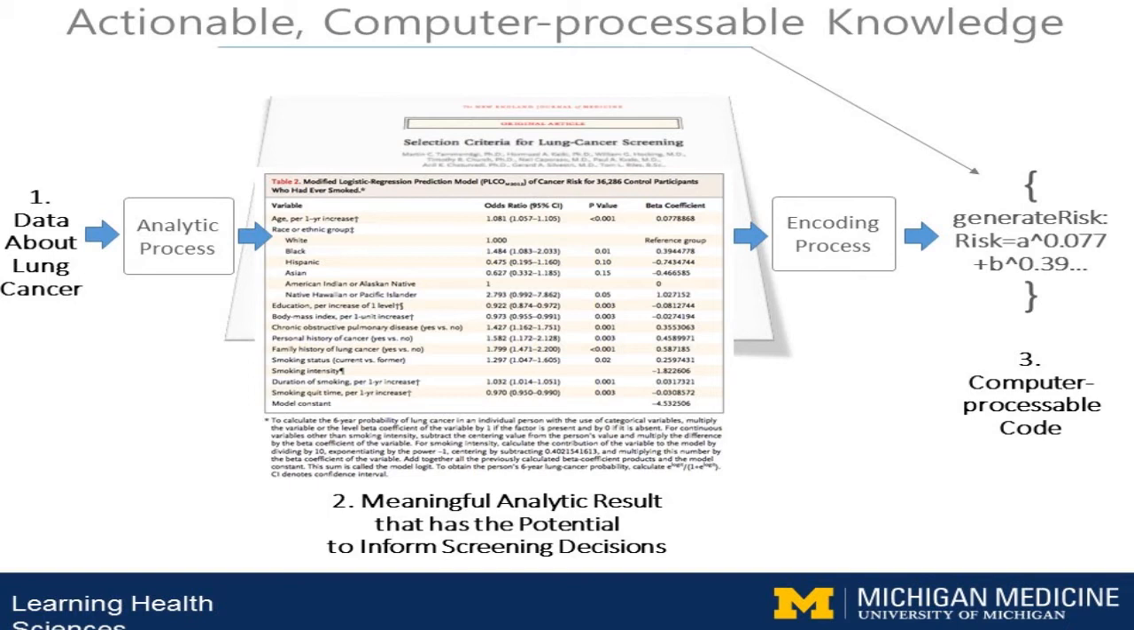All right? So we're going to take something like this. We can encode it, though, and we can write code, and we can make it computer processable. We can make the computer automatically calculate these risk scores. That's what I mean by computer processable actionable knowledge.